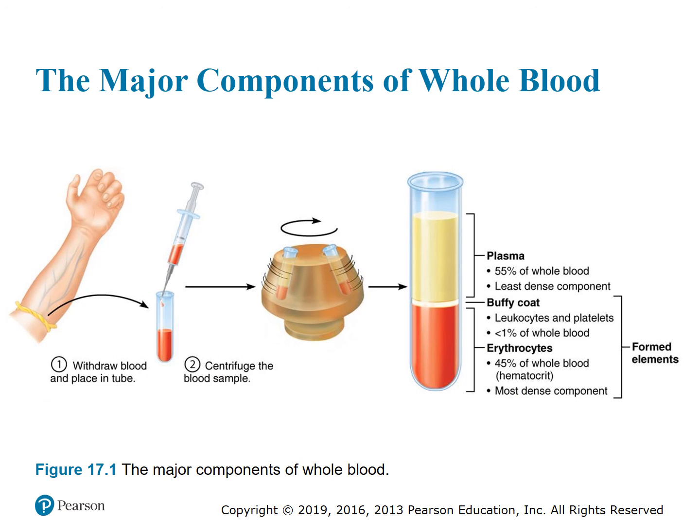So figure 17.1, the major components of whole blood. If you would draw blood and place it in a tube, and then you centrifuge the blood sample, then you will get these layerings. So at the bottom is the erythrocytes, which is about 45% of the hematocrit. It's the most dense component. And in the middle, there's a buffy coat, which is less than 1% of whole blood. This would be the leukocytes and platelets. And then on top, it would be the plasma, which is 55%, which is the least dense component.